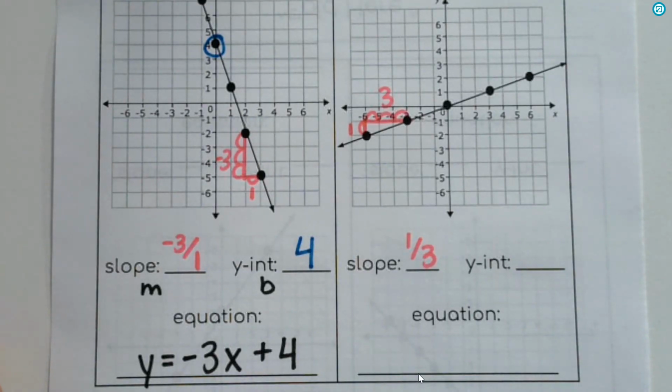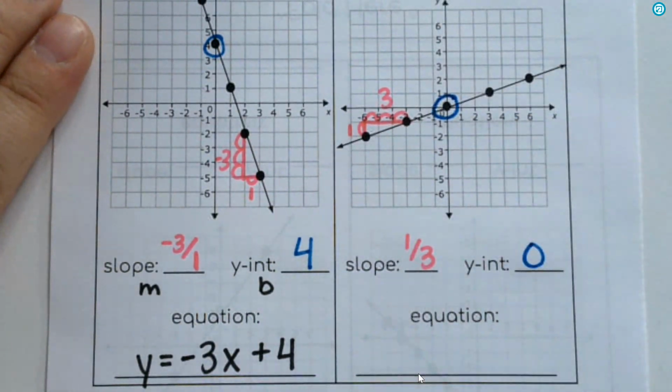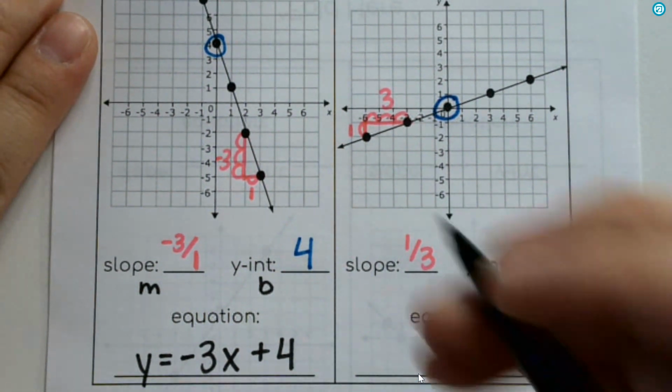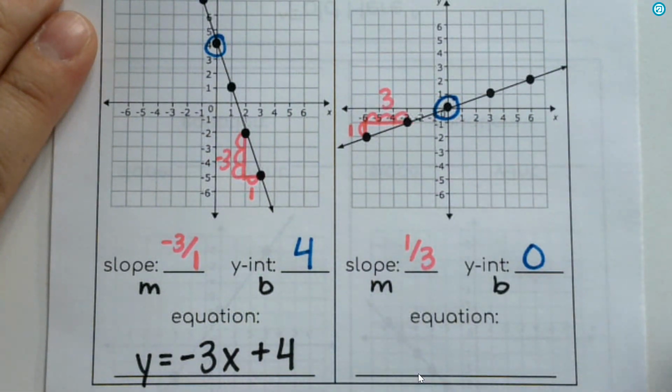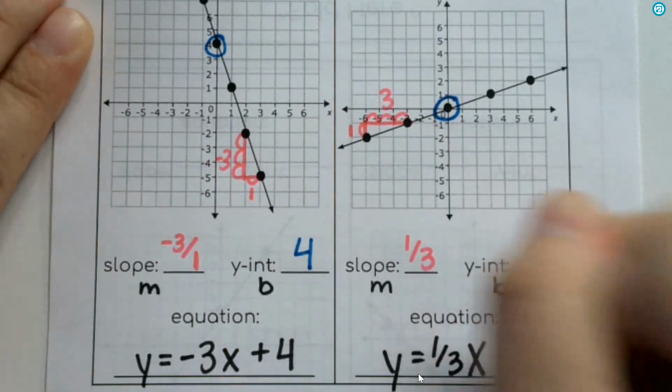Okay, what is my y-intercept on this problem? 0. So right here, I cross at 0, so my y-intercept is 0. When I go to write my equation, this is my m, this is my b. So I'm going to do y equals mx plus b. That's going to be y equals 1/3 x.